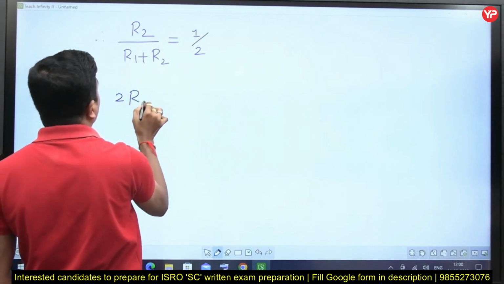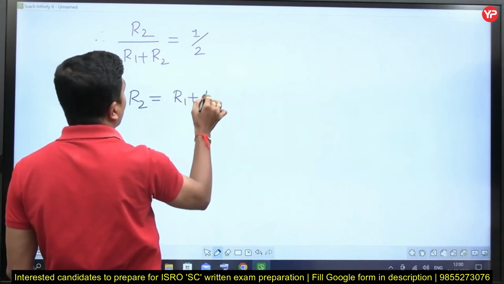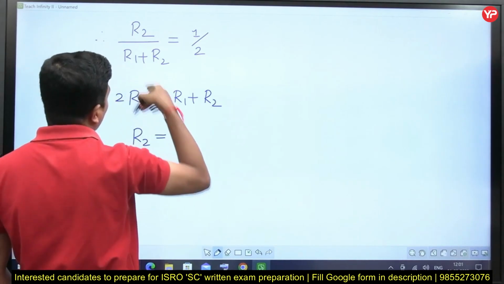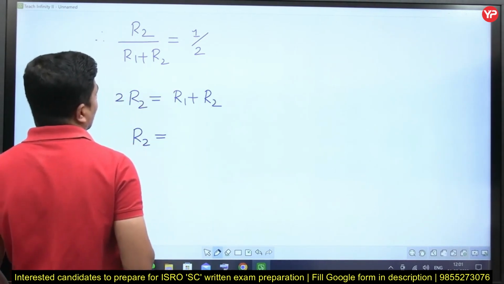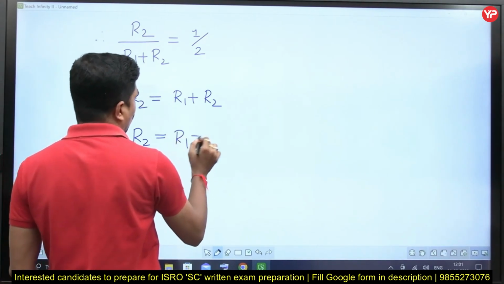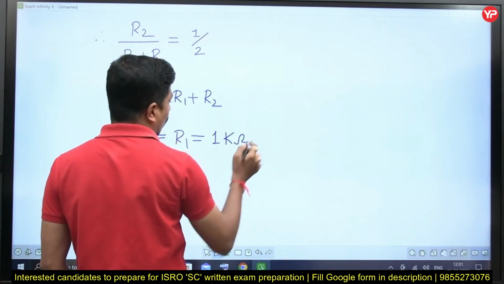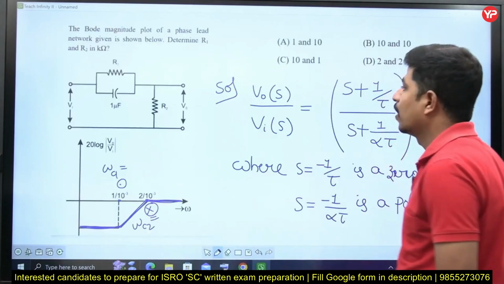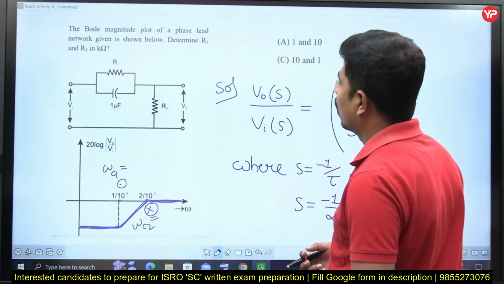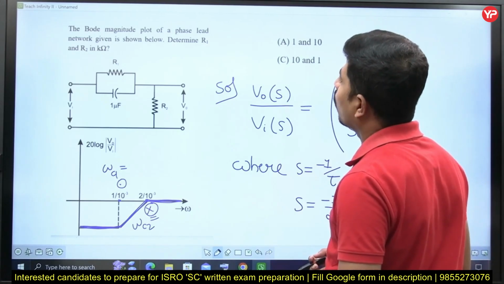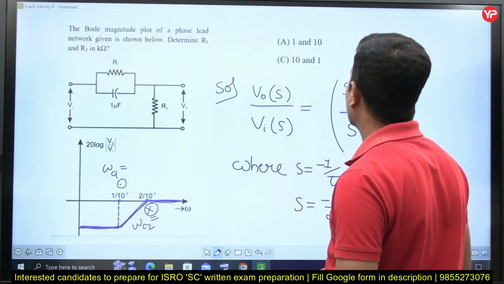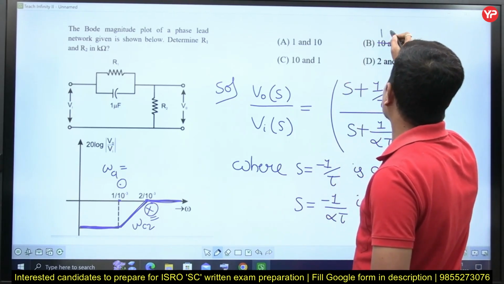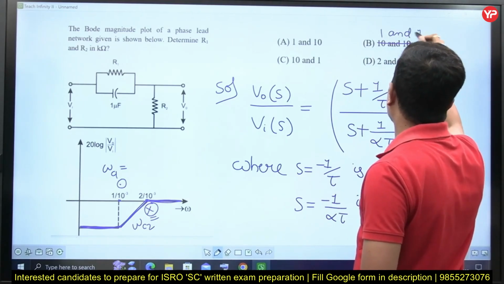Therefore, 2R2 is equal to R1 plus R2. Our calculation is correct, no? Therefore, R2 is equal to R1. Both are the same, 1 kilo ohm. Which option is correct? Go back. Both are 1 and 1. I think the option is not there, but both are 1 and 1 only. I think we did not commit any mistake. Let's change this one as 1 and 1. Both are 1 kilo ohm and 1 kilo ohm.